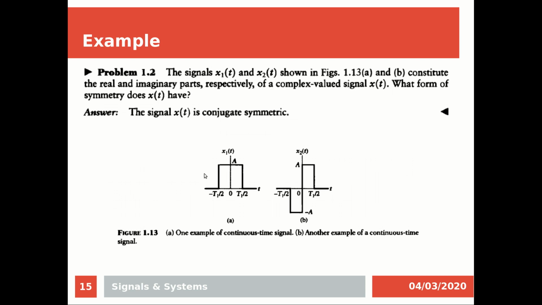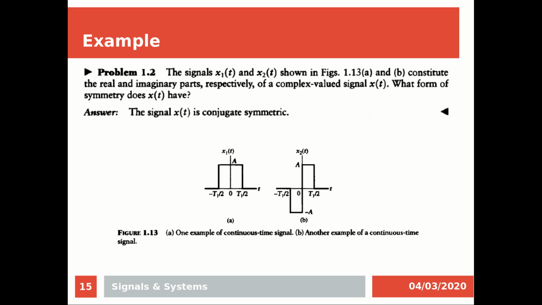So in this example, signals x1 and x2 in this figure represent the real and imaginary part of a complex signal. What is the form of symmetry? Is this signal conjugate symmetric or not? Here we will have to see whether each part is odd or even. If I give it to you as a function, you're supposed to do the mathematical solution that we had before, a very simple solution, just one line or two.